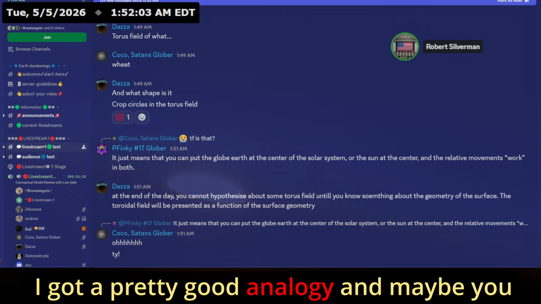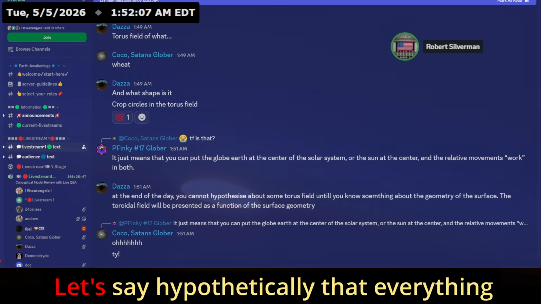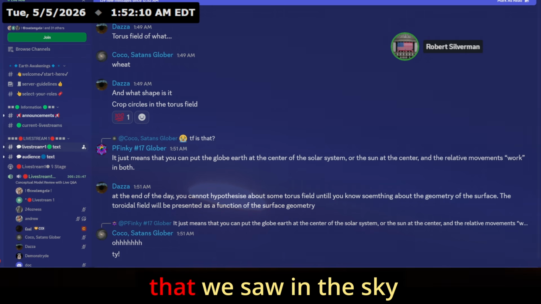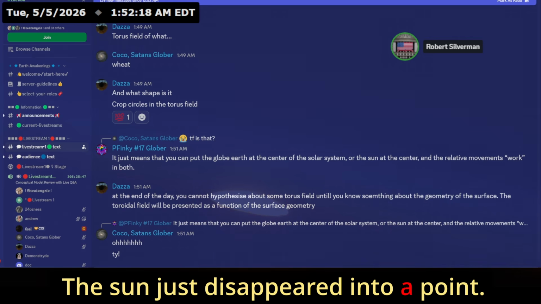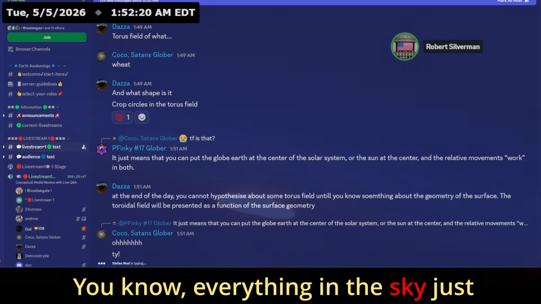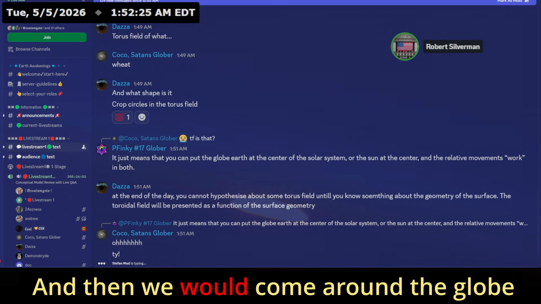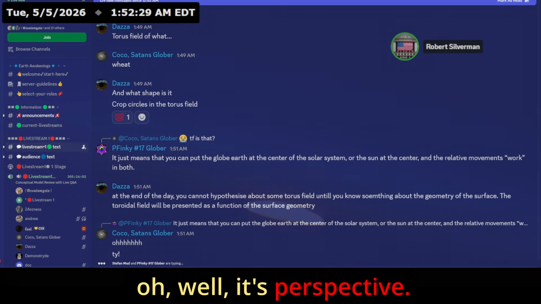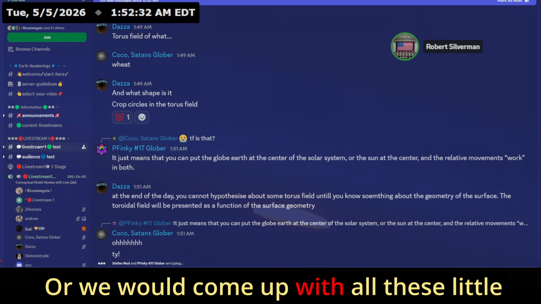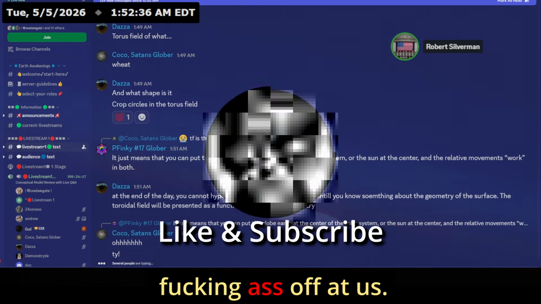I've got a pretty good analogy, and maybe someone could either agree or disagree with me. Let's say hypothetically that everything we saw in the sky completely matched the flat Earth model. The sun just disappeared into a point. Everything in the sky matched perfectly what the flat Earth model says it is. And then we globe Earthers would come around and say, oh, well, it's perspective, or we would come up with all these little post hoc rationalizations. I mean, they would be laughing their asses off at us.